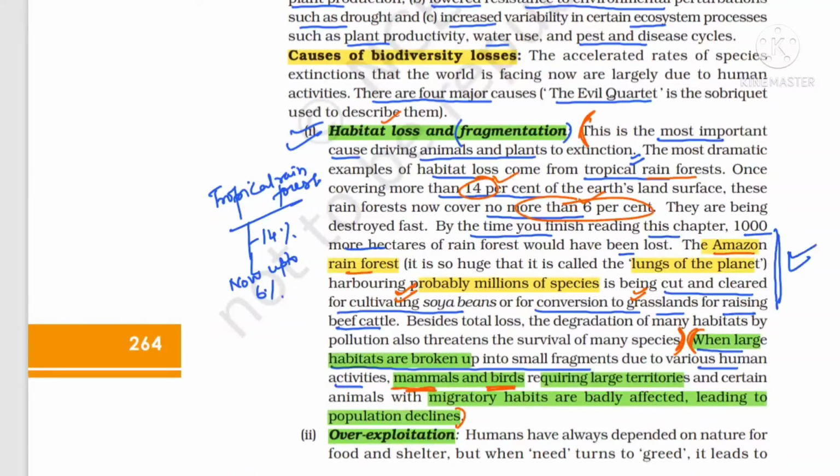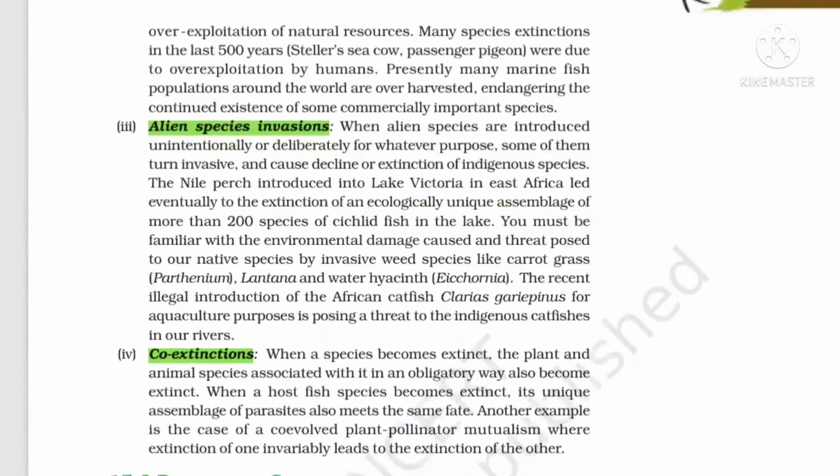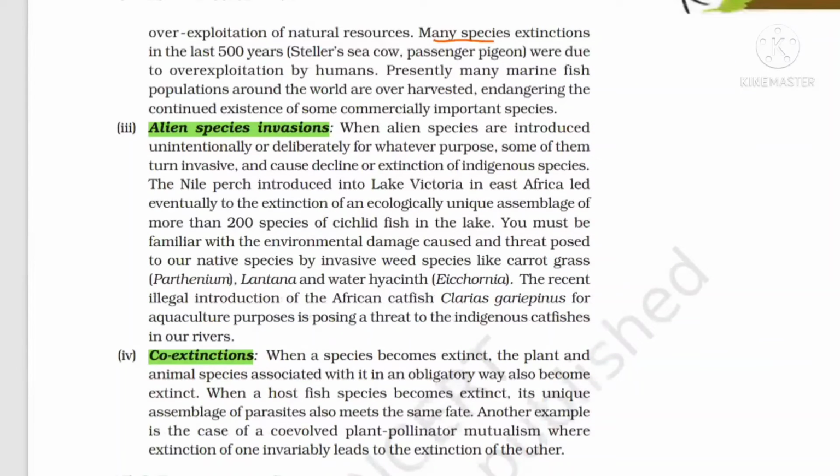Now see overexploitation. Humans have always depended on nature for food and shelter. But sometimes when we overexploit any resources, it may lead to their extinction. Many species went extinct in the last 500 years. We have already studied the Steller's sea cow and the passenger pigeon. They went extinct just because of overexploitation.